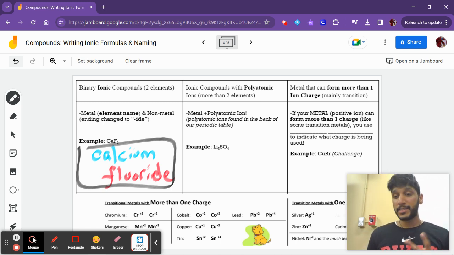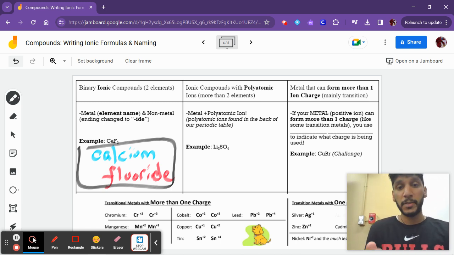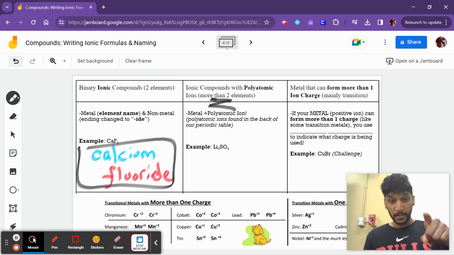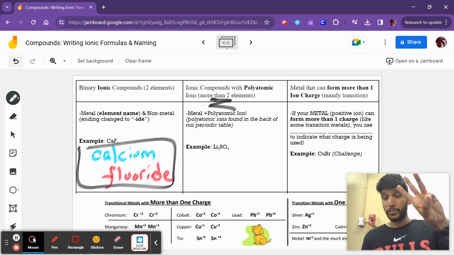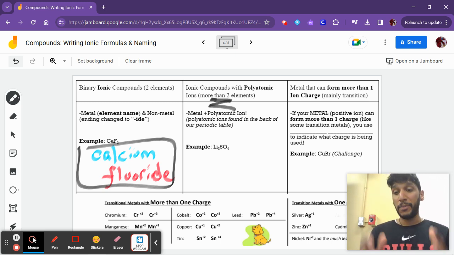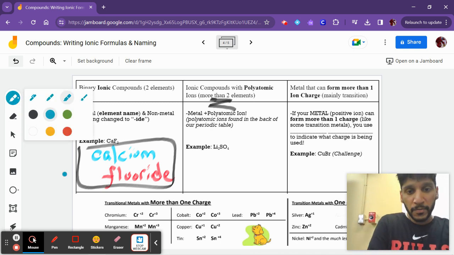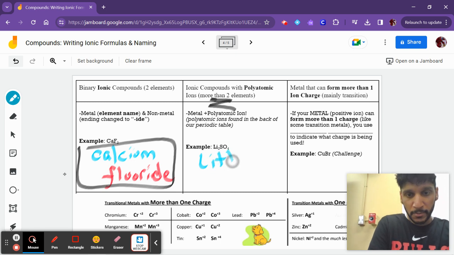When we got polyatomic ions, so when we got more than two elements, I got Li, S, and I got O. So I got three different elements out there. So that means I got a polyatomic ion hidden out there. If you see a metal out there, you're still going to name that the same. So my metal, Li, looking on the periodic table, is called lithium.